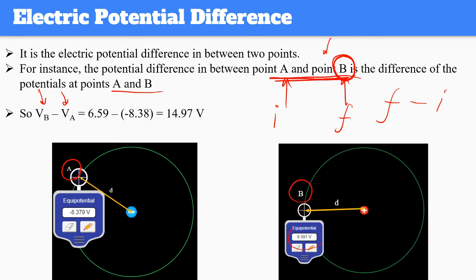So potential at point B is 6.59, and the potential at A is negative 8.38. And this negative comes from the equation, final minus initial. Then this negative sign is because of the charge. Then you find the potential difference as follows.